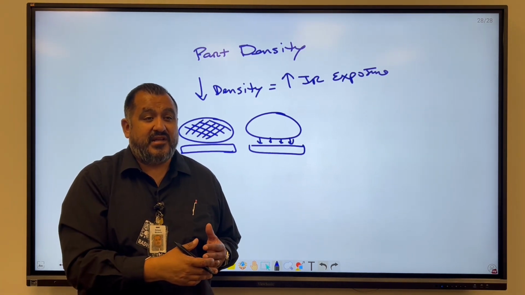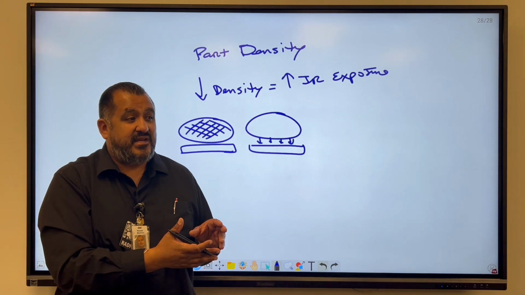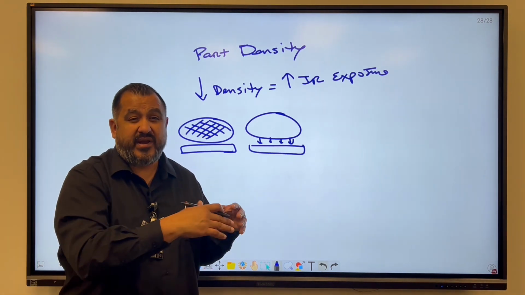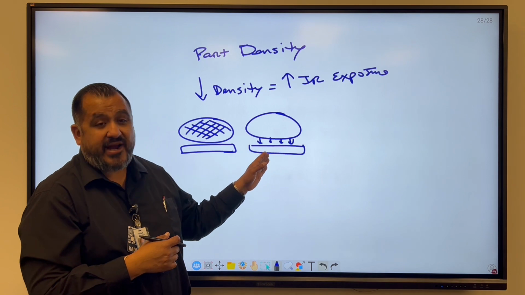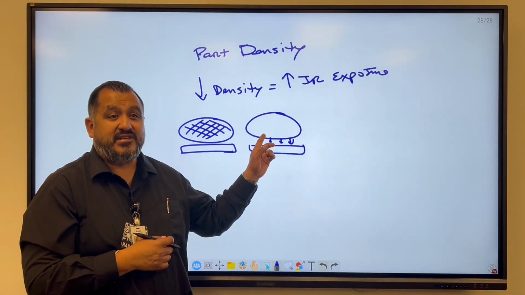But if you have an object that doesn't have a lot of muscle, let's say it's a little bit more adipose tissue, it's going to go right through it, create more scatter too, right? So your IR exposure is going to go up when the atomic density is changing.